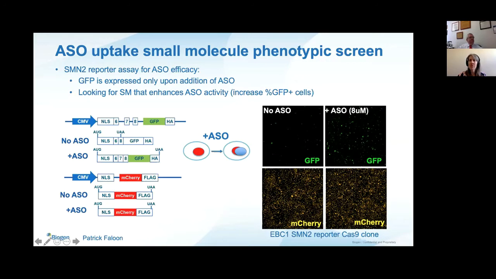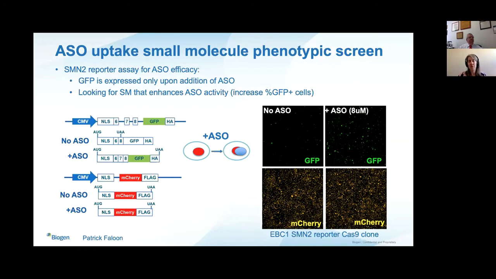And so here on the right, you can see that in no ASO, we have a low amount of GFP signal, and with ASO, we do see increase in signal. Now, I want to make this point that the GFP signal is present in the absence of ASO, and that's because there is a basal level of exon 7 inclusion even in the absence of ASO.